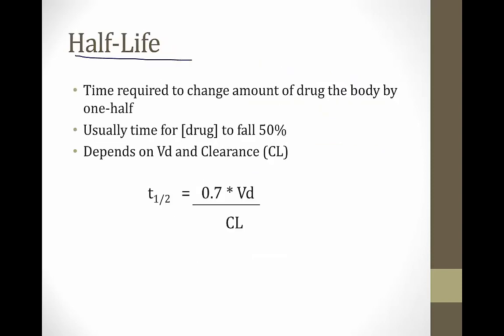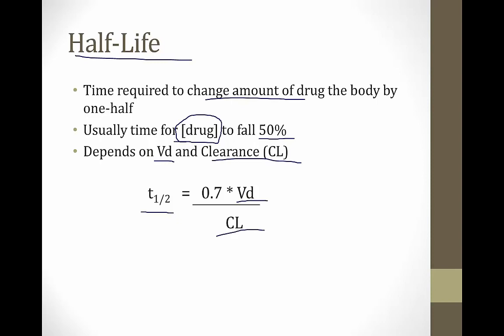Now let's talk about half-life. So the half-life of a drug is the time required to change the amount of drug in the body by 1/2. And it's usually determined by calculating the time required for the concentration of the drug to fall by 50%. And the half-life depends on the volume of distribution and the clearance of the drug. You can imagine that drugs with a very large volume of distribution take a long time for their levels to fall. You can also imagine that drugs that have a very high clearance rate fall more quickly than drugs that have a slow clearance rate. So the equation for half-life is that the half-life is equal to 0.7 times the volume of distribution divided by the clearance.